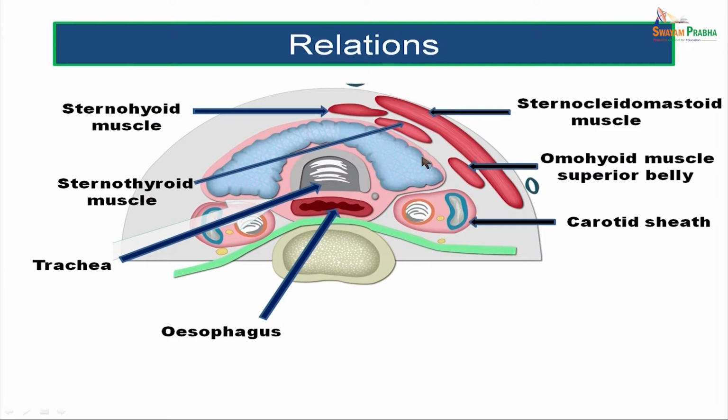Now, let us look at the relations of the isthmus. We have seen isthmus is like a band 1.25 centimeters by 1.25 centimeters, the length and the width, with an anterior surface, a posterior surface, superior border and inferior border. When you look at the anterior surface, that will be related to the strap muscles, that is the sternohyoid and sternothyroid. It is also related to a vein which runs on the anterior surface, that is the anterior jugular vein. Posterior surface of the isthmus is related to the second, third and the fourth tracheal rings.